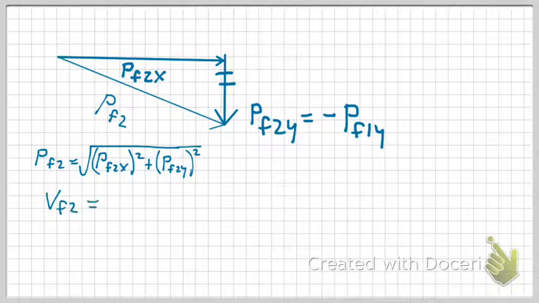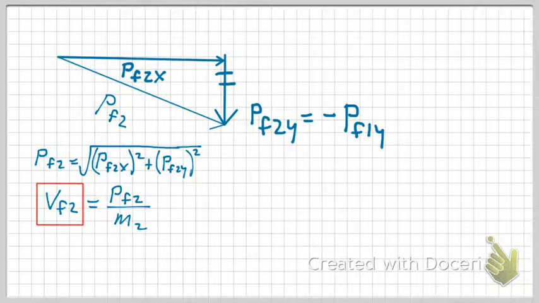So all I have to do is take my total momentum, divide it by the mass of the second puck. Let me say that a little bit more carefully. Take the total momentum of the second puck after the collision, divide it by the mass of the second puck, and I have the final velocity of the second puck.